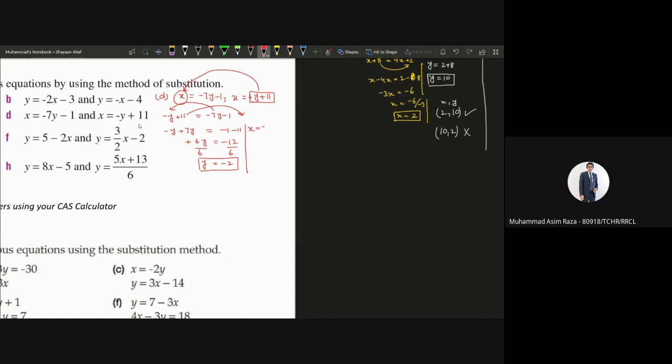For example, I'm going to put it into this one. Because this is a negative value, always put the negative value inside the brackets. So minus into -2. Wouldn't minus minus two just be positive two? Yeah, exactly. So this negative and negative will become positive. It will become +2, +11, and our answer will be +13. So the solution is +13, -2.